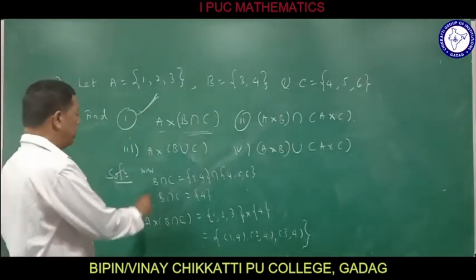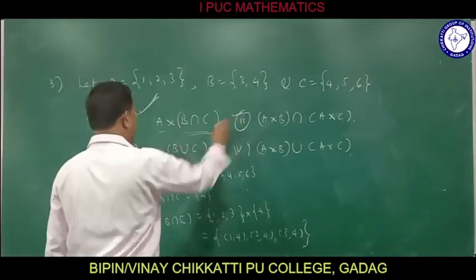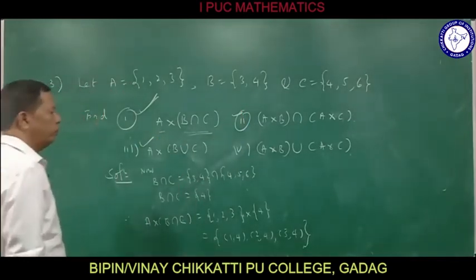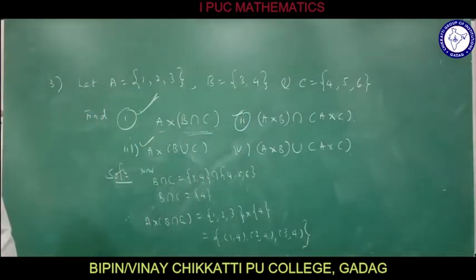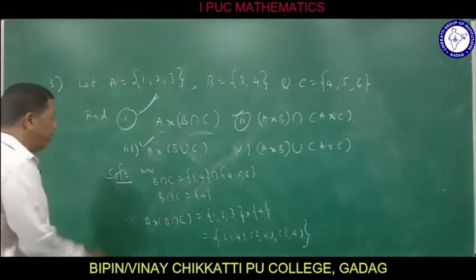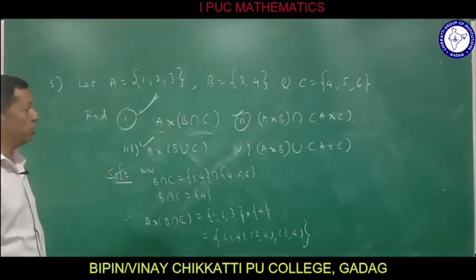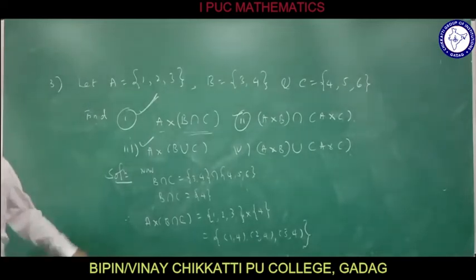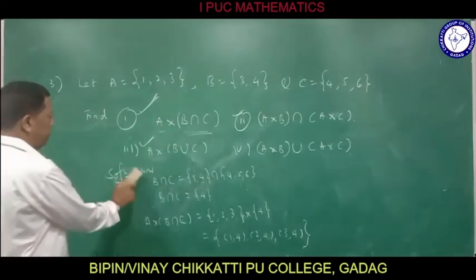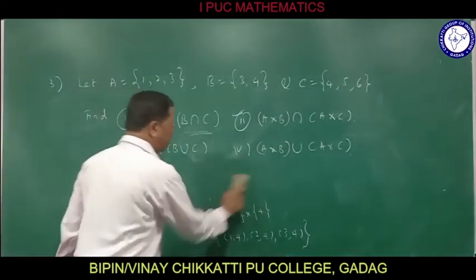Now, instead of going for the second, I want to see the third. I hope you understood how we got this. I want to take the second and fourth simultaneously. So I hope you understood the first one, how we have done. Now I go for finding the third one.